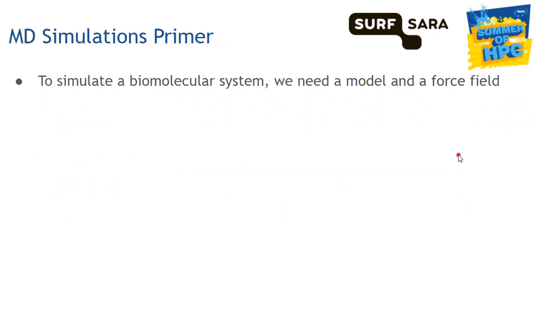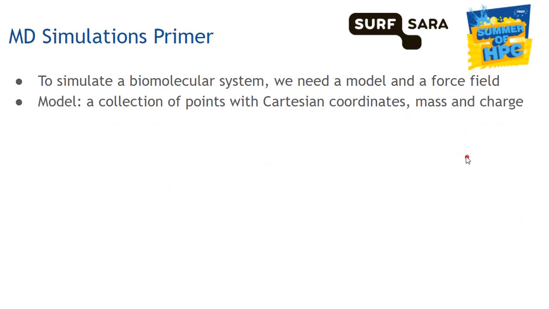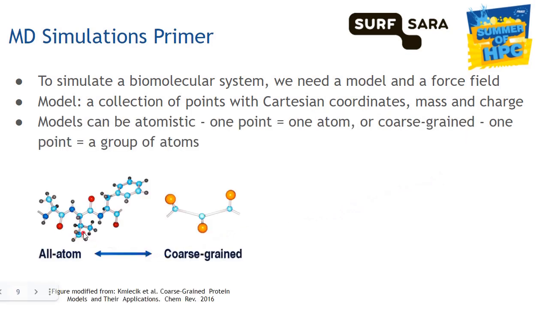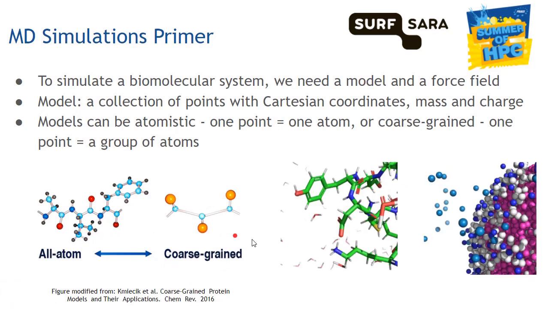In order to simulate a biomolecular system, we need a model and a force field. A model describes a molecule as a collection of points which are assigned coordinates in Cartesian space, mass, and charge. Models can be atomistic, where one point is equivalent to one atom, or they can be coarse-grained, where one point represents a group of atoms.